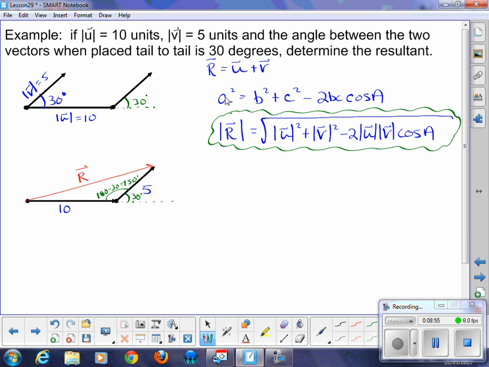So for our question, the magnitude of the resultant, you need to have those magnitude signs, is equal to the square root of, what's the magnitude of u? Well, that's 10 squared plus the magnitude of v, which is 5 squared. So it looks exactly like the cosine law that you're used to. It's just that initial formula that looks a little bit funky.